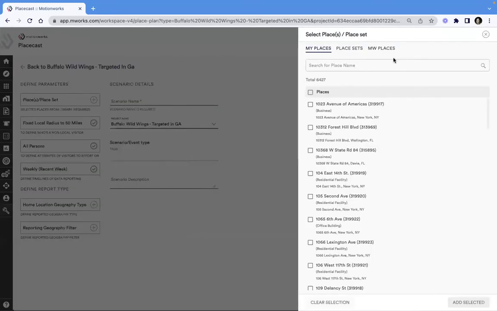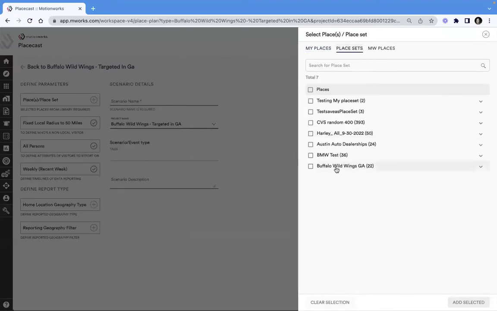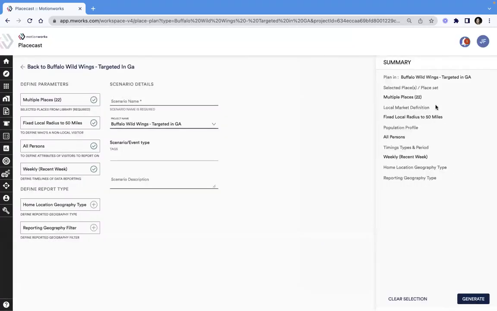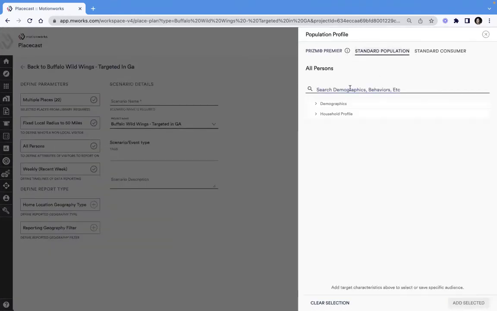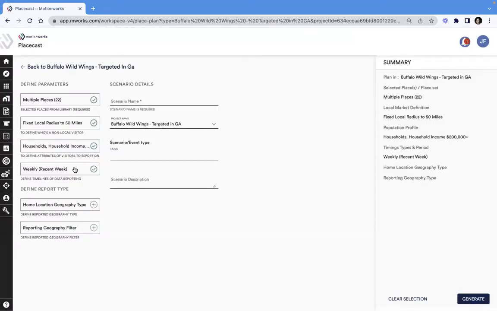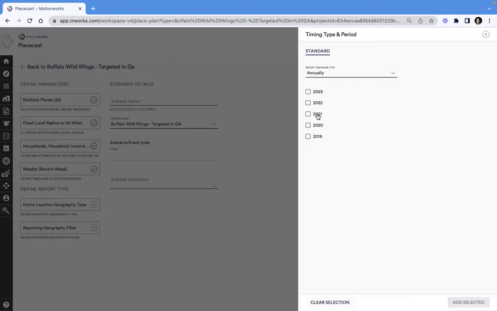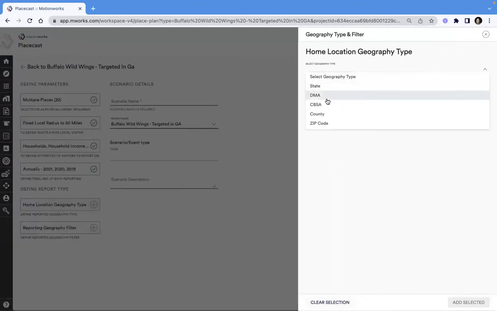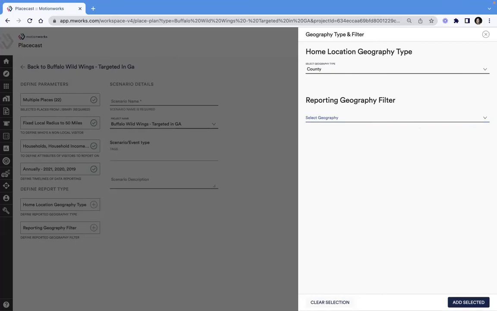Here I can go in and take that place set that I created in Places Library and add that here. I don't have to repeat that task. I'm going to look at that population. Let's just filter down to 200 plus. Let's look at annual history to see how historical visitation may have shifted over time. And let's go back to that county. Want to understand the top counties that have the visitation for these places.